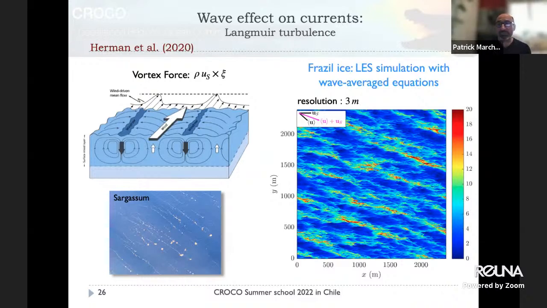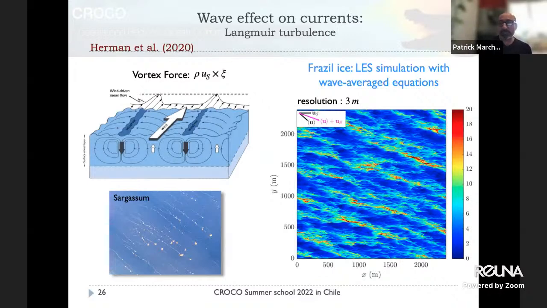The Langmuir circulations are very common in the ocean, as you may know. They tend to produce strong convergence at the surface. So these are lines of convergence that are separated by a distance of about 100 meters. You see an example of this in the bottom here, where sargassum has been trapped in this line of convergence. So they show it relatively well, and some people are studying the effect of Langmuir circulation on this trapping effect.